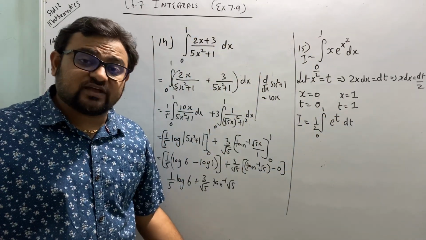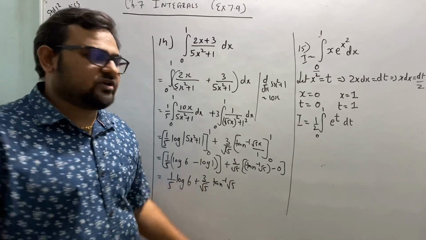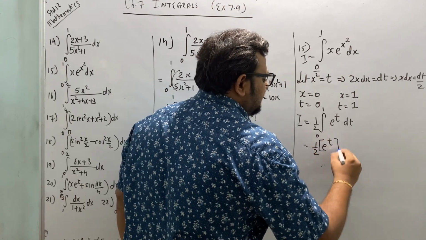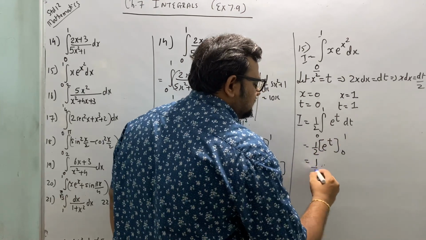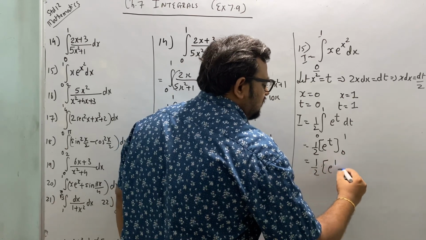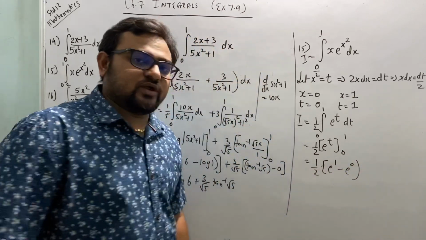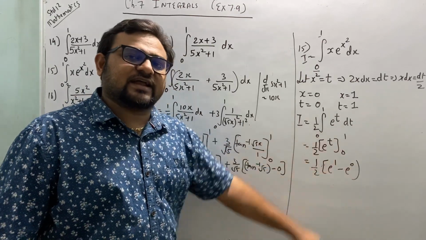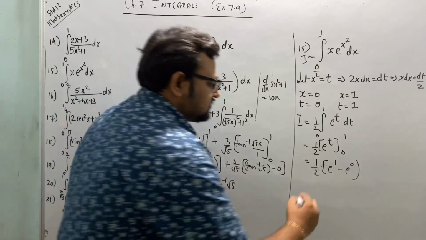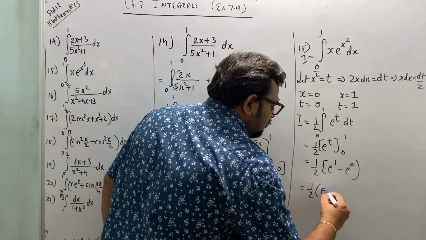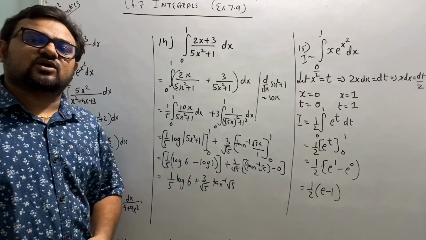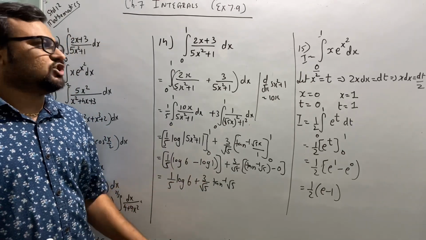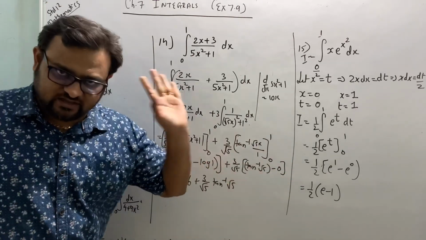Now what is the integration of e raised to t? It's e raised to t. So this will be equal to 1 by 2 e raised to t from 0 to 1. I will just put the values: e raised to 1 minus e raised to 0. We know that whenever the power is 0, the resultant answer is 1. So this will be equal to 1 by 2 times (e minus 1). Just go through question number 14 and 15.